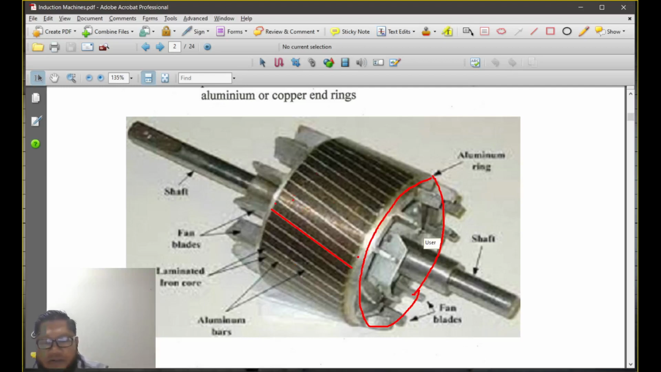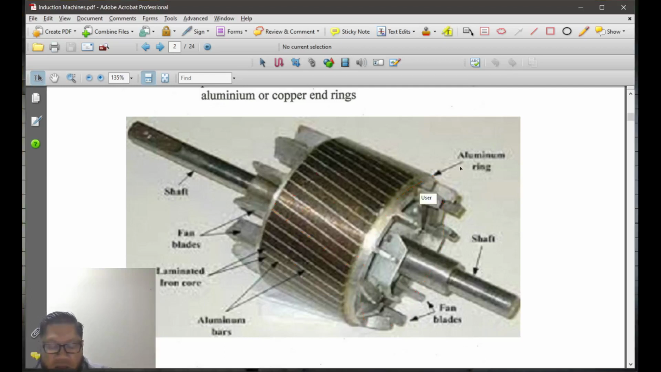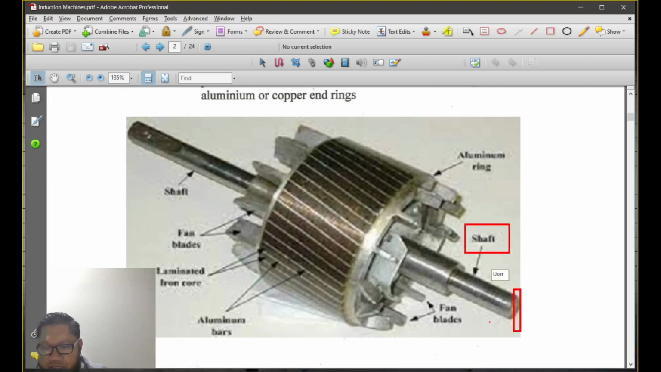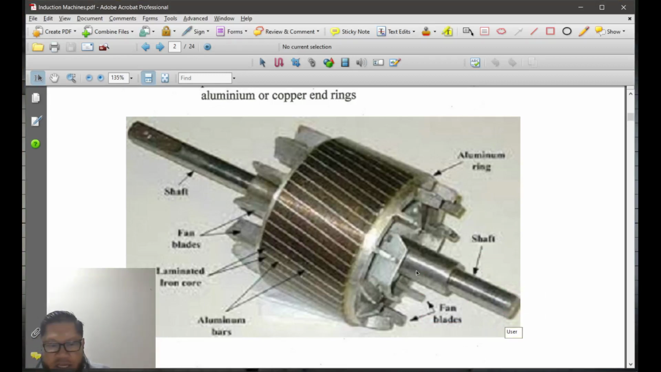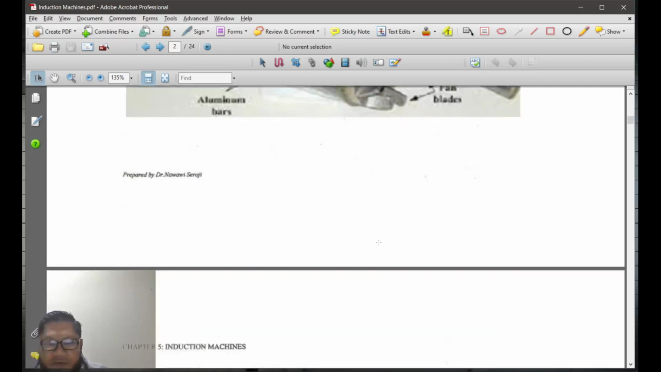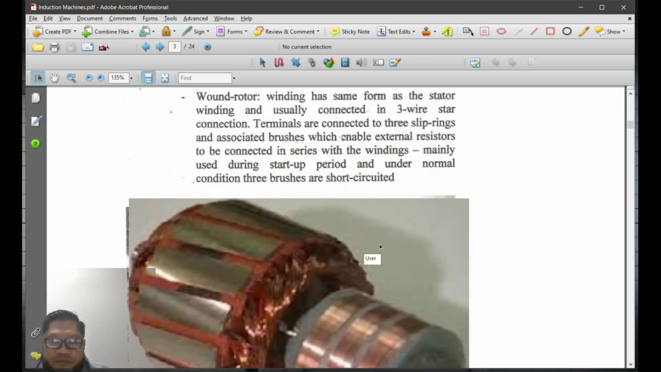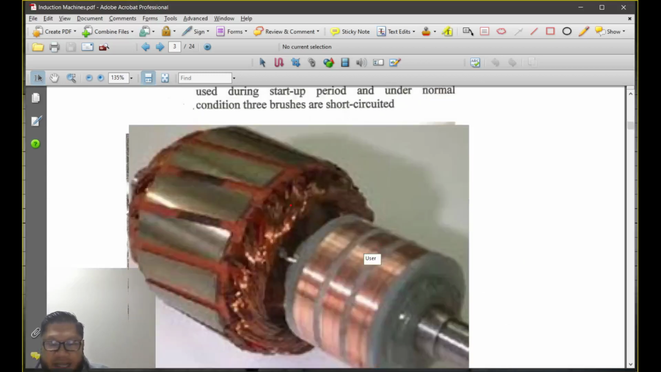So this is known as the rotor, and that rotor will be connected to the shaft and to the loop at the end here. And there's a fan blade to cool down the rotor. It has internal fan blades, and then you have a laminated core. And for the wound rotor, you have this winding wire here.